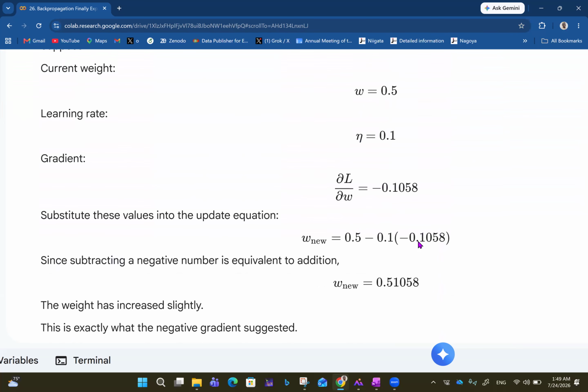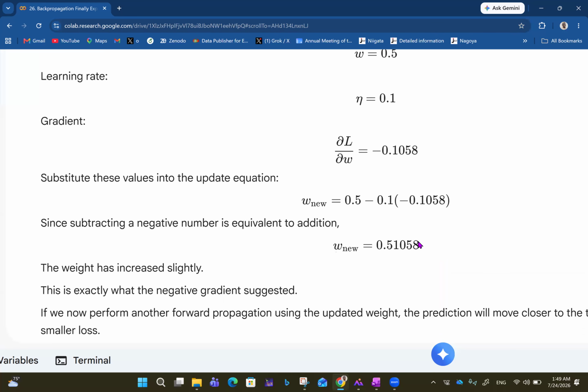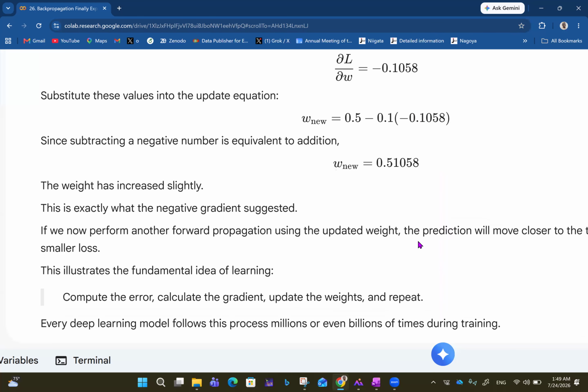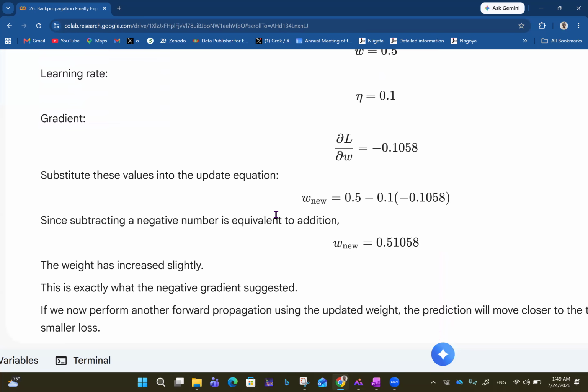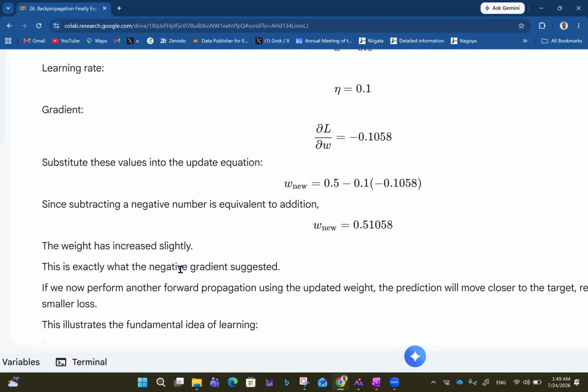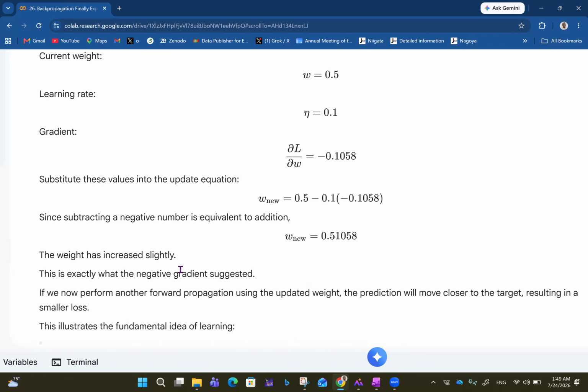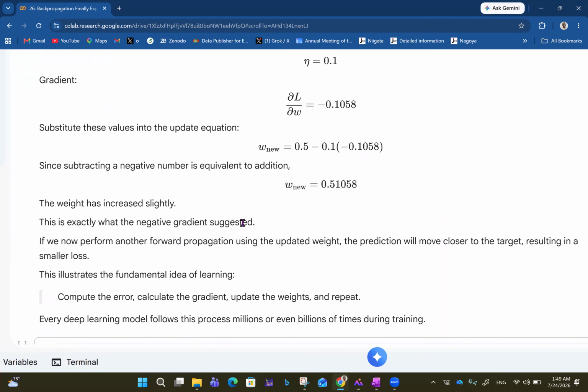Okay, so substituting these values into the update equation, we have 0.5 minus 0.1 multiplied by minus 0.1058. Since subtracting a negative number is equivalent to addition, we then have 0.51058. So the weight is increased slightly. This is exactly what the negative gradient suggested, right? If we perform another forward propagation using the updated weight, the prediction will move closer to the target, resulting in a smaller loss. This illustrates the fundamental idea of learning. That's the learning mechanism basically.